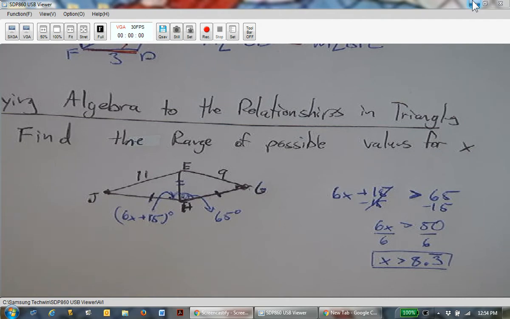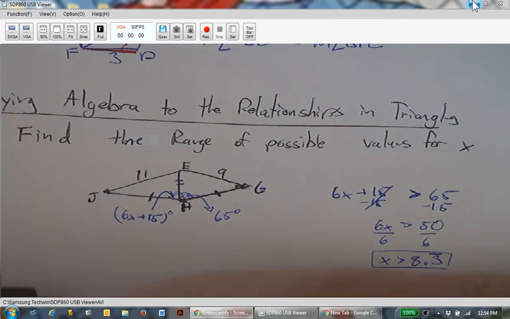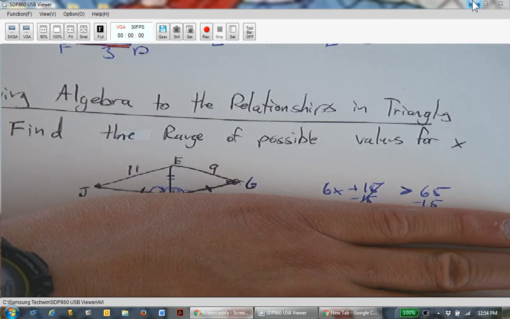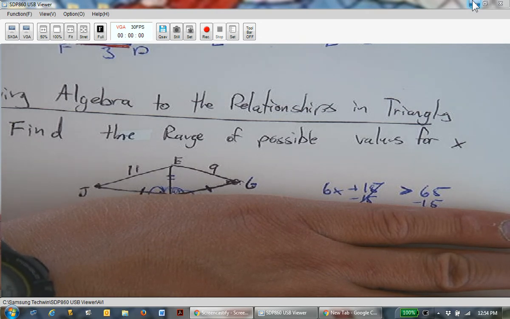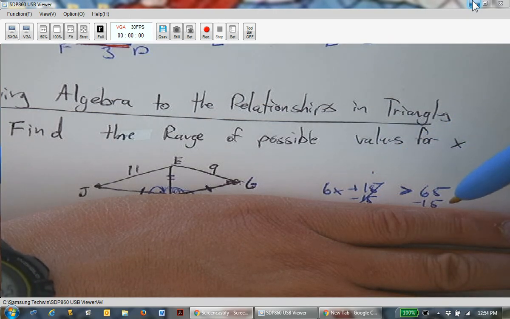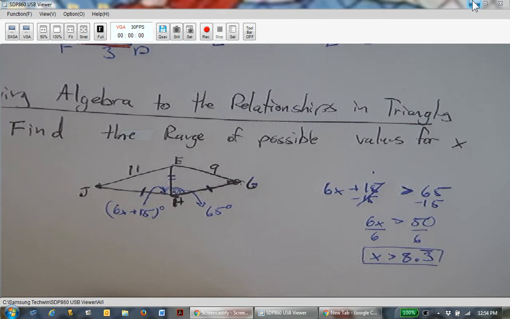Just 8 even. If I plugged 8 back into the original statement, 6x plus 15, remember this angle being bigger than this angle, 6 times 8 would be 48 plus 15. If you plug that into your calculator, I believe that is 63, right? Is this side now bigger than 65? No. So this tells you that your x has to be bigger than 8.3. But I'm not finished yet.